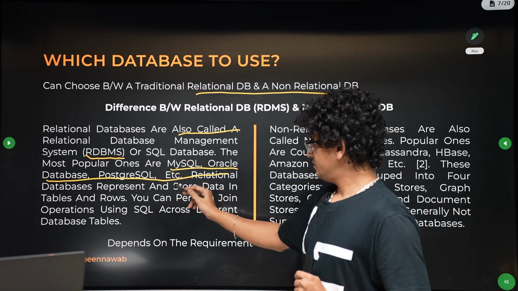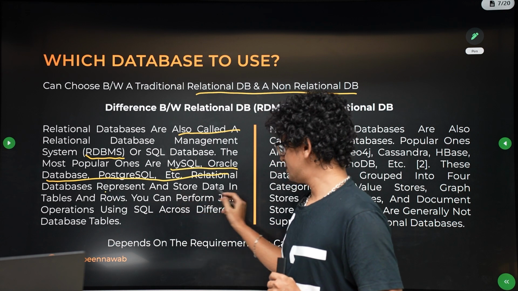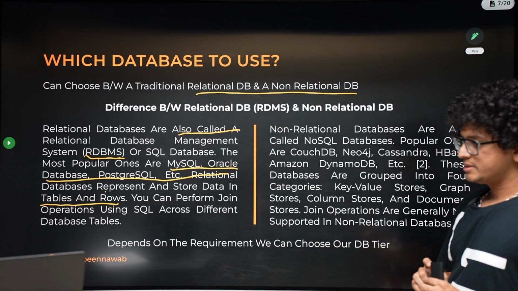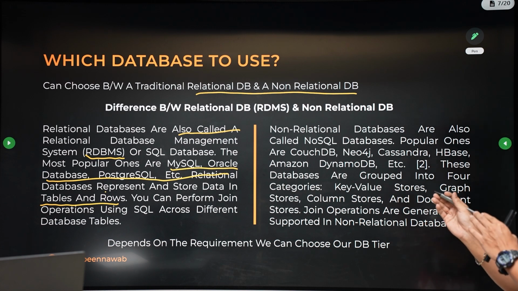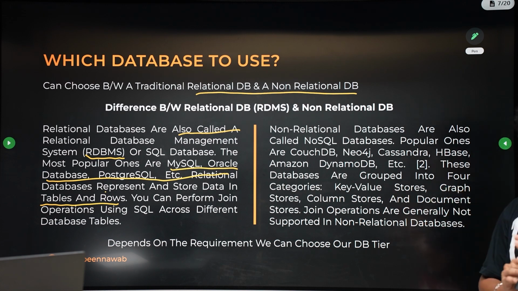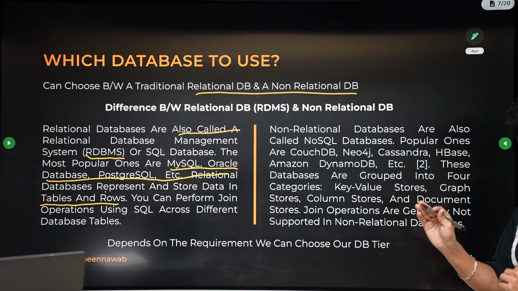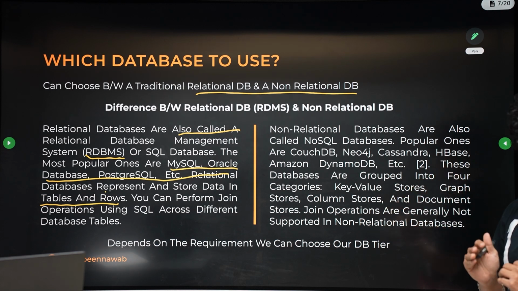Relational databases represent and store data in tables and rows. You can perform join operations using SQL across different database tables.